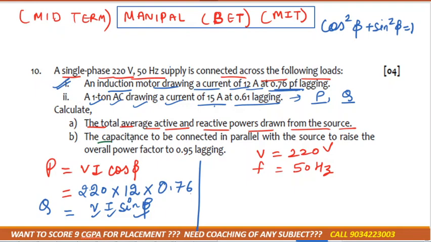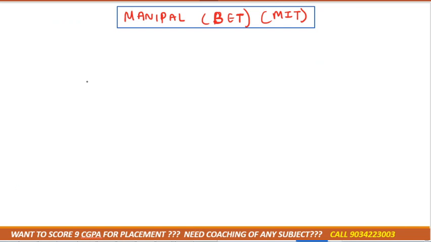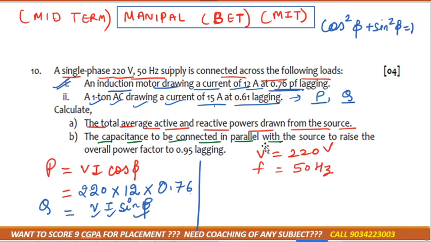Now they said in the B part the capacitance is connected in parallel. Now remember I told you the question for the power factor improvement. Suppose this was the induction motor and now they have connected a capacitor across the induction motor and we want to increase the power factor up to how much? 0.95. Earlier the power factor was how much?